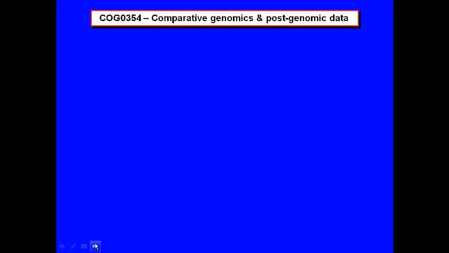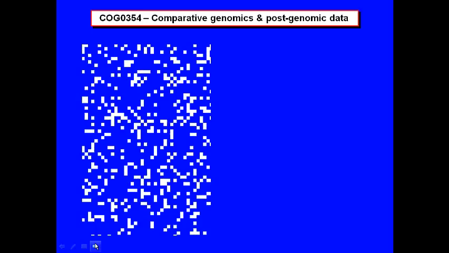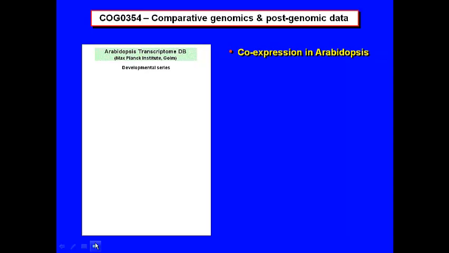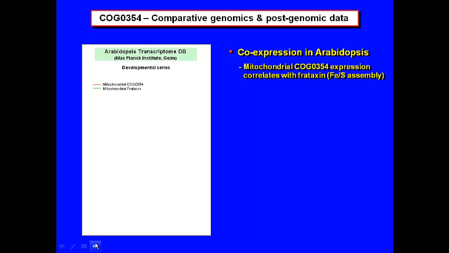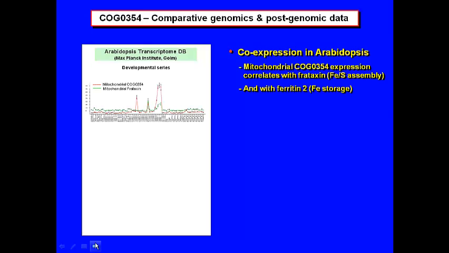Well, let's look at co-expression in Arabidopsis. You find that the mitochondrial version of the protein correlates in expression with frataxin, which is an iron sulfur assembly protein, and you find that it also correlates somewhat in expression with ferritin, which is an iron storage protein. So we've got an iron sulfur connection here from just the plant information.